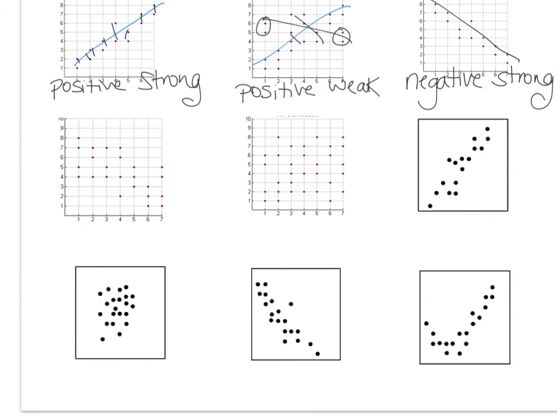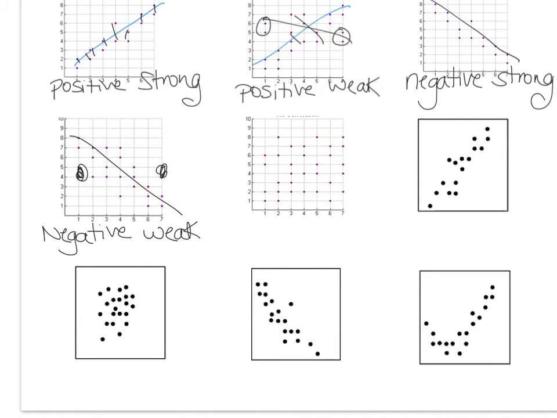If you look at this next one, draw a line to help me. If I covered up these points and these points, it looks like a negative correlation, so I'm going to say it's negative. And would I say it's strong or weak? I'm going to say it's weak.